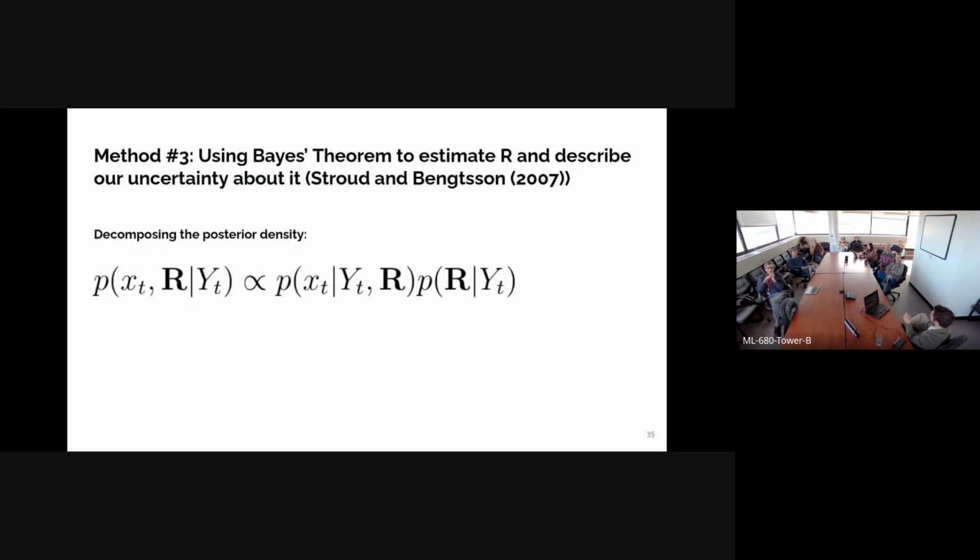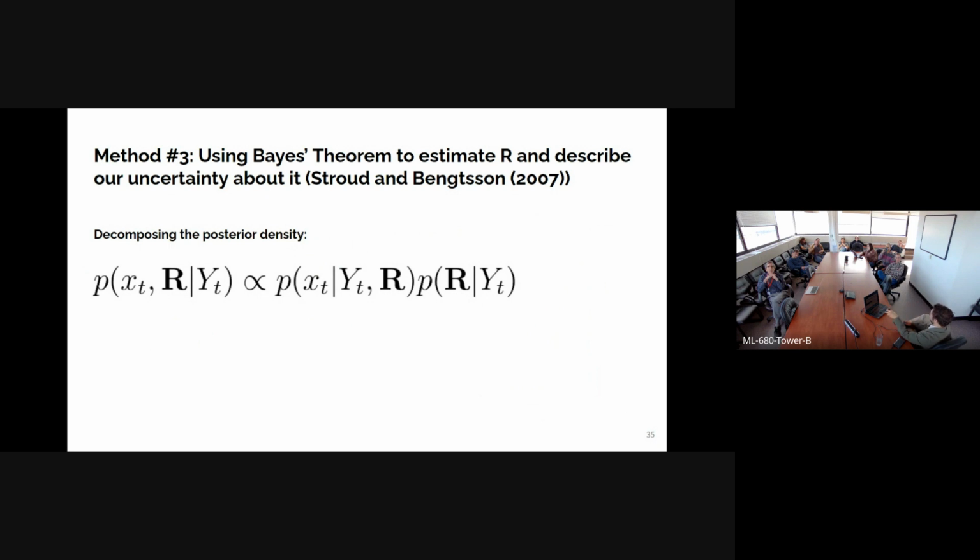The last category of methods that we're looking at is getting a Bayesian estimate of R. So not only getting a point estimate, but also getting some description of the uncertainty about R, which is effectively, again, a parameter for the assimilation process.